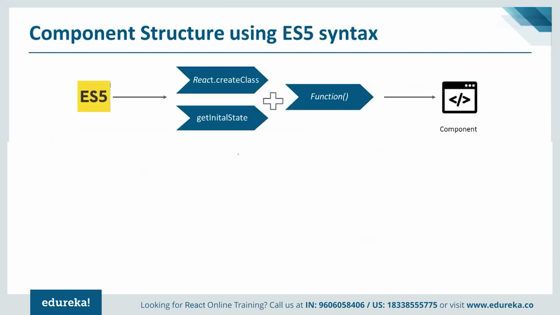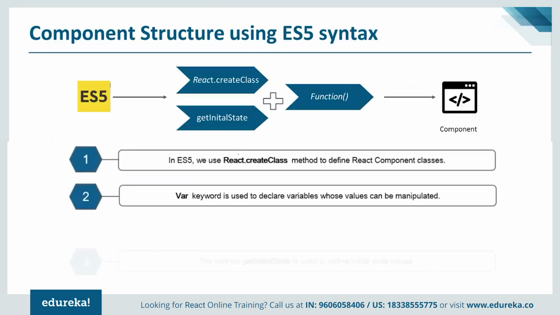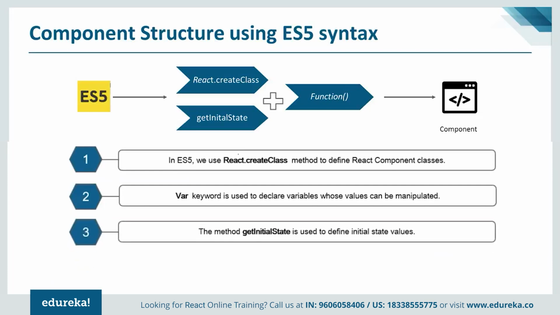Now the component is structured using ES5 syntax. What happens in ES5? In ES5, we have React.createClass and a method called getInitialState. These two are combined as functions and the component is rendered. So in ES5, we use the React.createClass method to define the React components. Just like we saw in the example before, we declared a simple HelloMessage component using React.createClass.